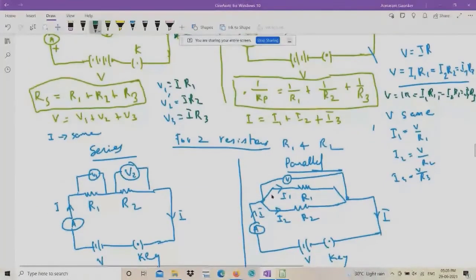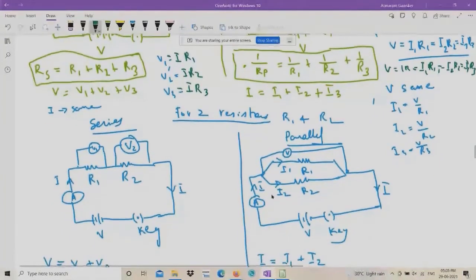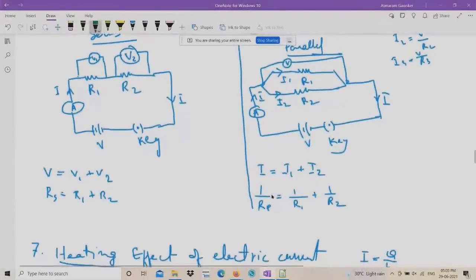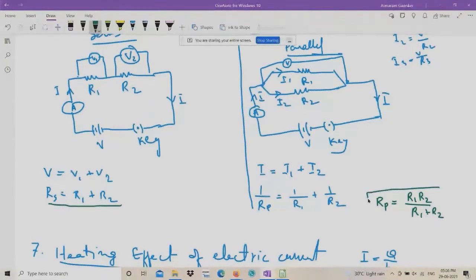You see, there were three resistances. The same I have drawn for two resistors in series and parallel. And one more formula: for series we get RS is equal to R1 plus R2. Here we can find the equivalent parallel resistance as equal to R1 into R2 divided by R1 plus R2. Now you will ask me how this formula has come. It has come from this.